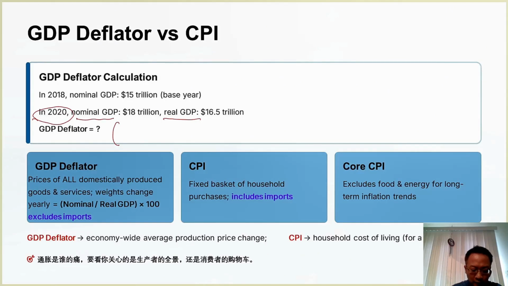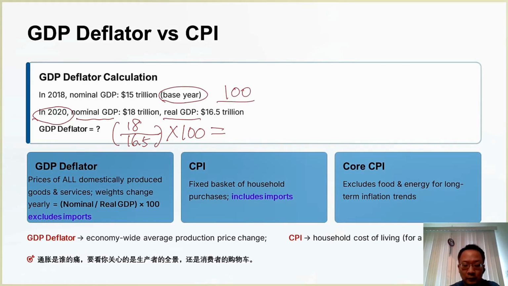So you just take the nominal, which is 18, divided by the real, which is 16.5, and then multiply by 100. That means for the base year, the GDP deflator is always 100, serving as a benchmark. For later years, like 2020, we can calculate that it's roughly around 109.1. You can easily figure this out with a calculator.